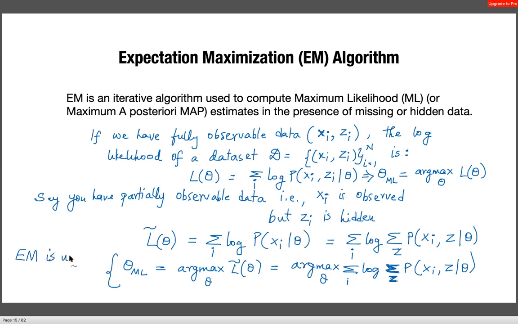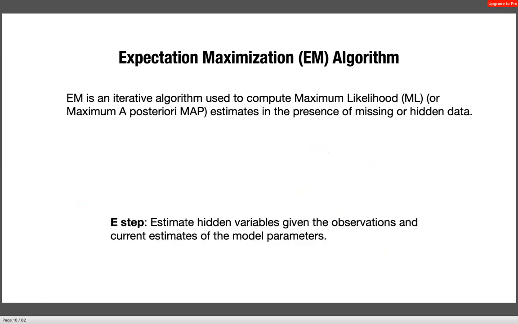Okay, so EM is used to compute such an estimate, where you don't just have fully observable settings, but you also have hidden or latent variables, for which you don't have observations. All right, so EM is a two-step algorithm. You have an E step and an M step, and it's iterative. So you keep going through these steps over and over again to estimate better and better model parameters.